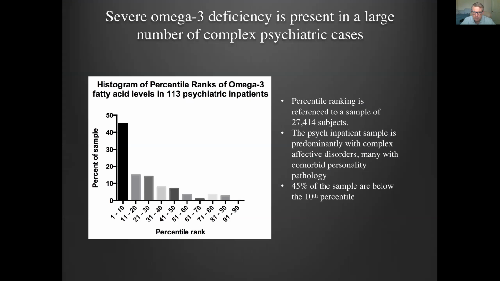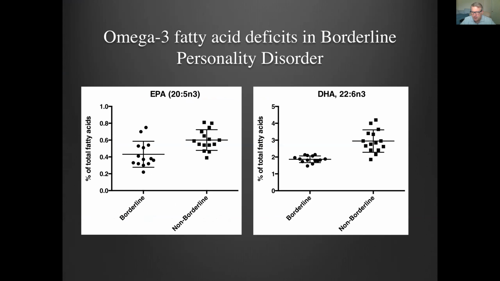And the graph that you see here shows a big black bar in the percentile box of 1 to 10, which shows that nearly the majority of my psychiatric inpatients had fatty acid levels that were in the lowest 10th percentile of the population. One would predict that a tenth of my patients would have levels in the lowest tenth of the population, but in fact, the majority did. And in particular, I was interested in the individuals with borderline personality disorder.